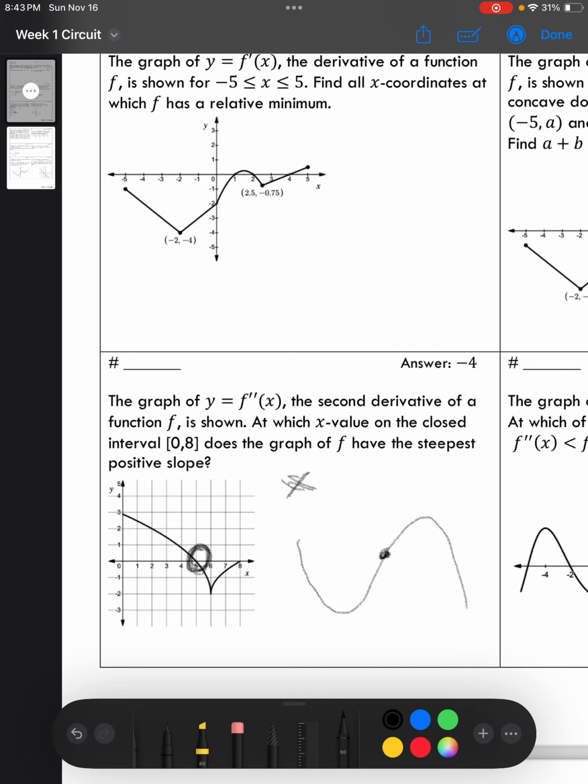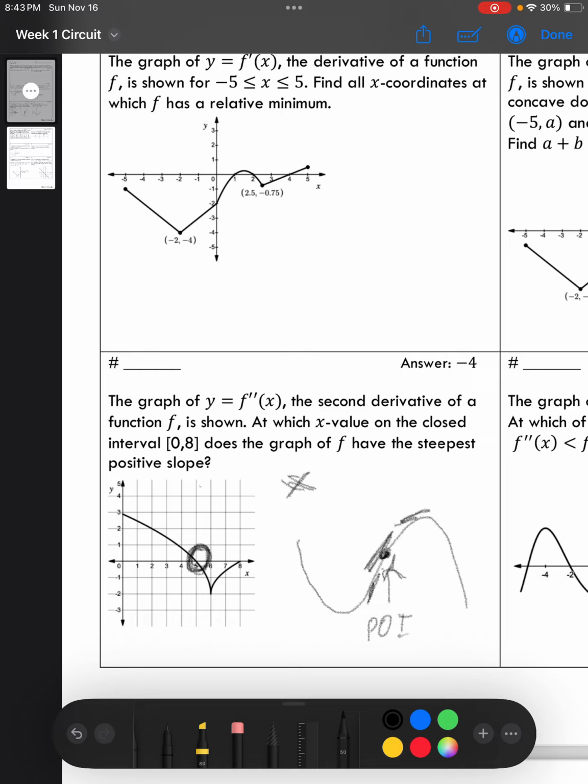Steepest slope would be right here, right? Matter of fact, this is also a point of concavity. This is because this slope is increasing and increasing, right? And then it gets to this slope, and then it starts decreasing again. So the point of inflection is where it's going to have the steepest positive slope.